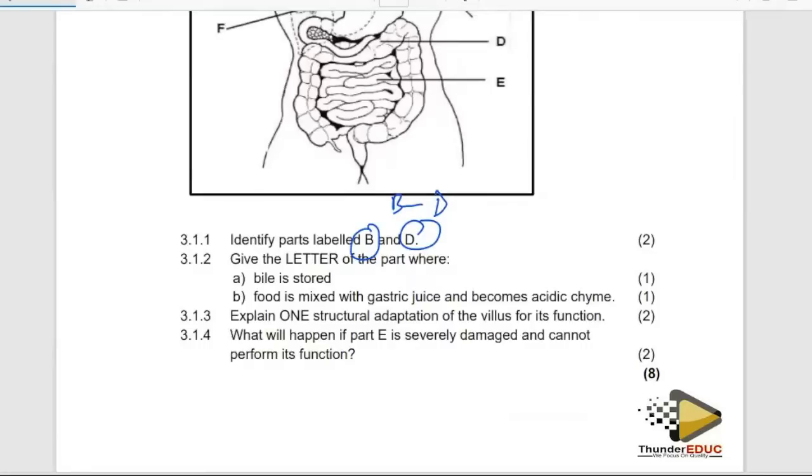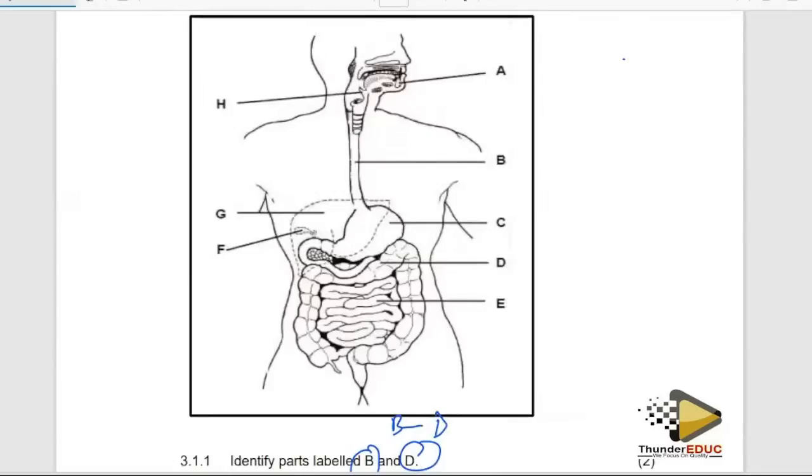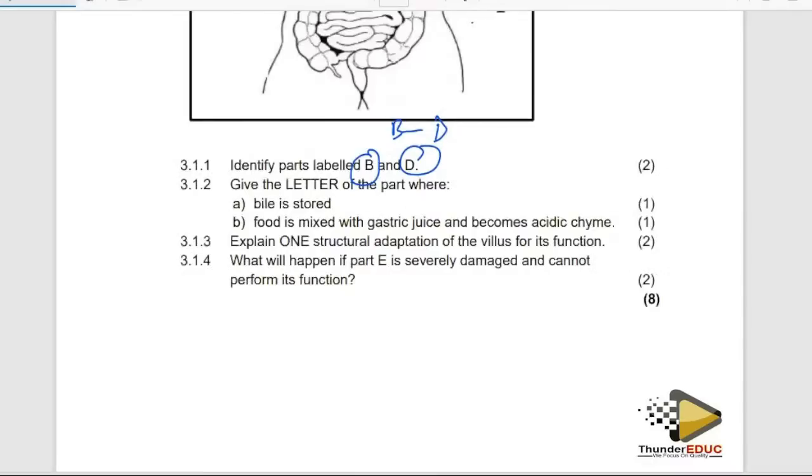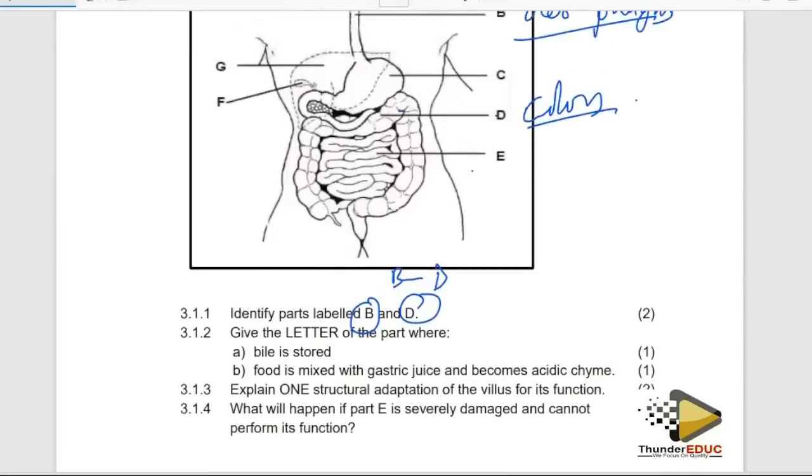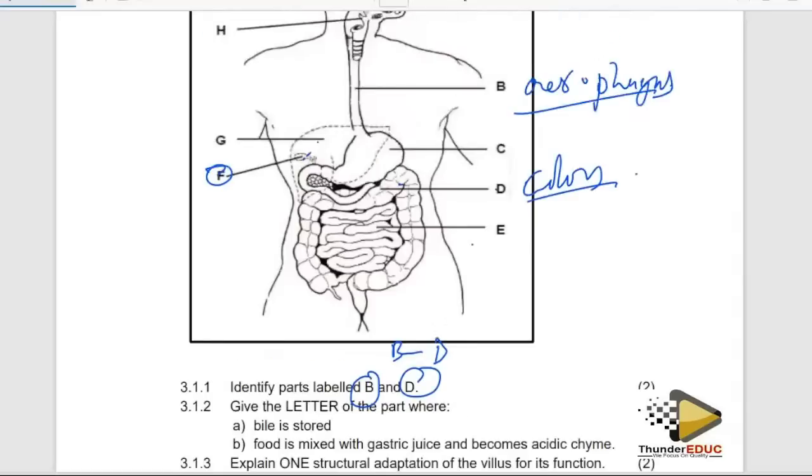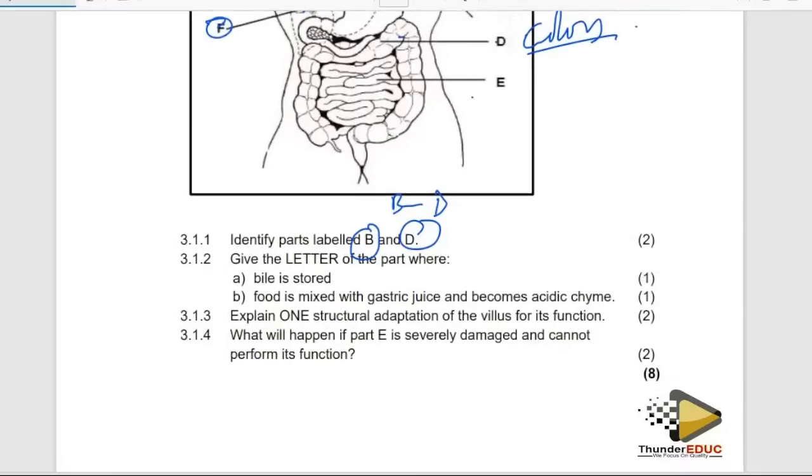So basically, B is the Pharynx. And then D, this is a large intestine. But what part of the large intestine? It's a colon. And they're saying, give the letter of the part where bile is stored. So it's the bile here. Gallbladder. All right. Stored in the gallbladder.